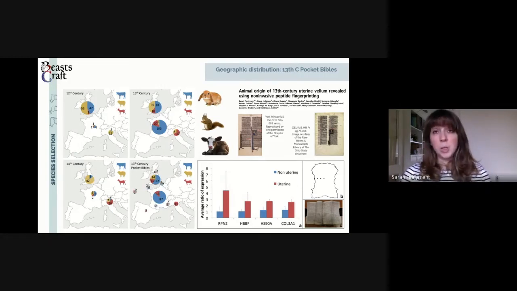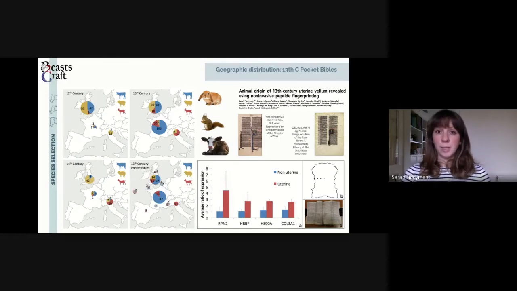Now, to do this, we did have to take destructive samples. So we used a modern comparison. We used a modern stillborn calf skin, and we have a piece of historic 18th century parchment that was given to us for a destructive analysis. And we did the comparison of these two.